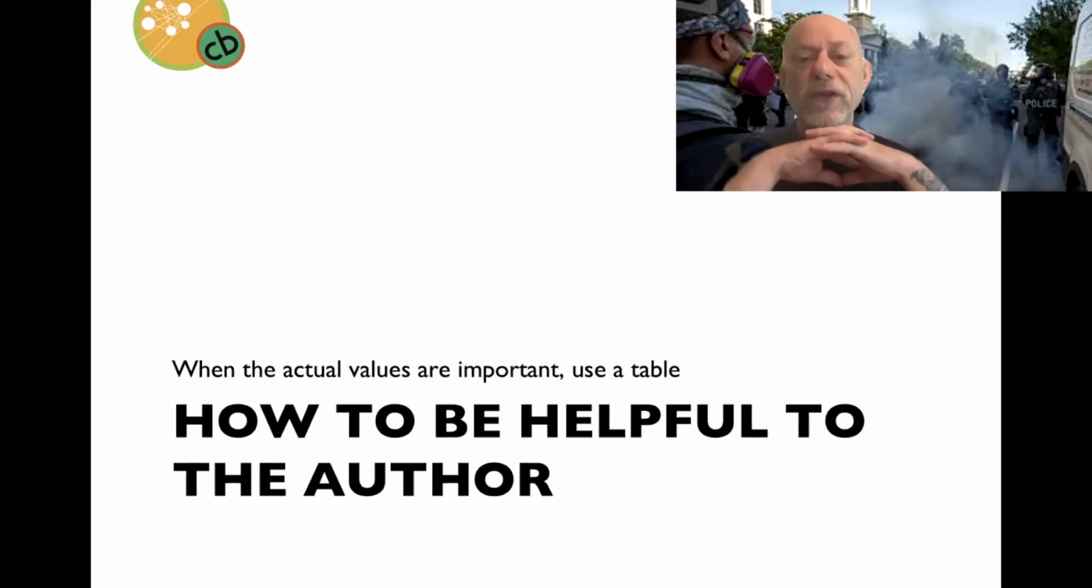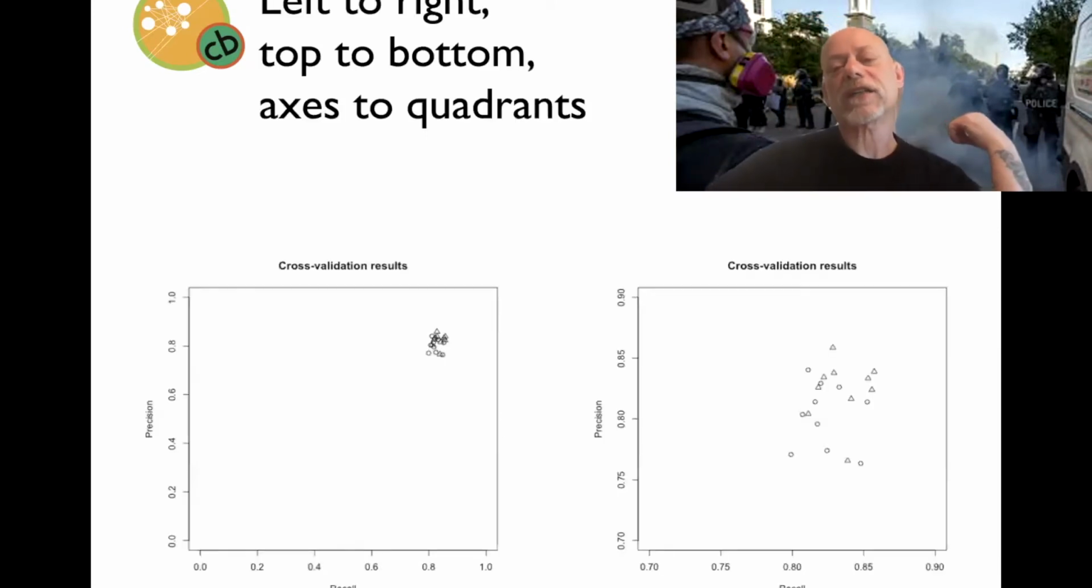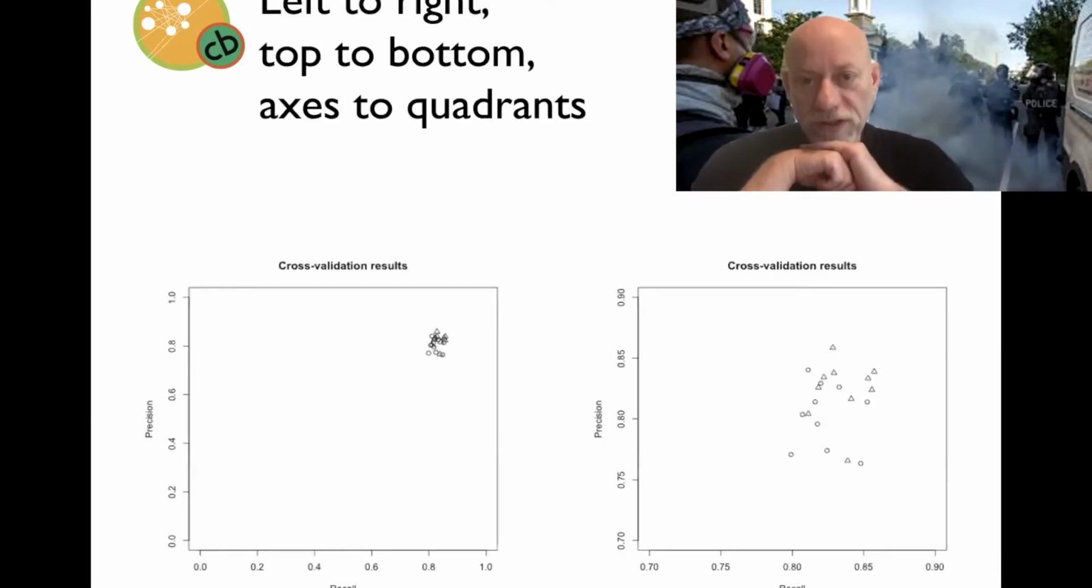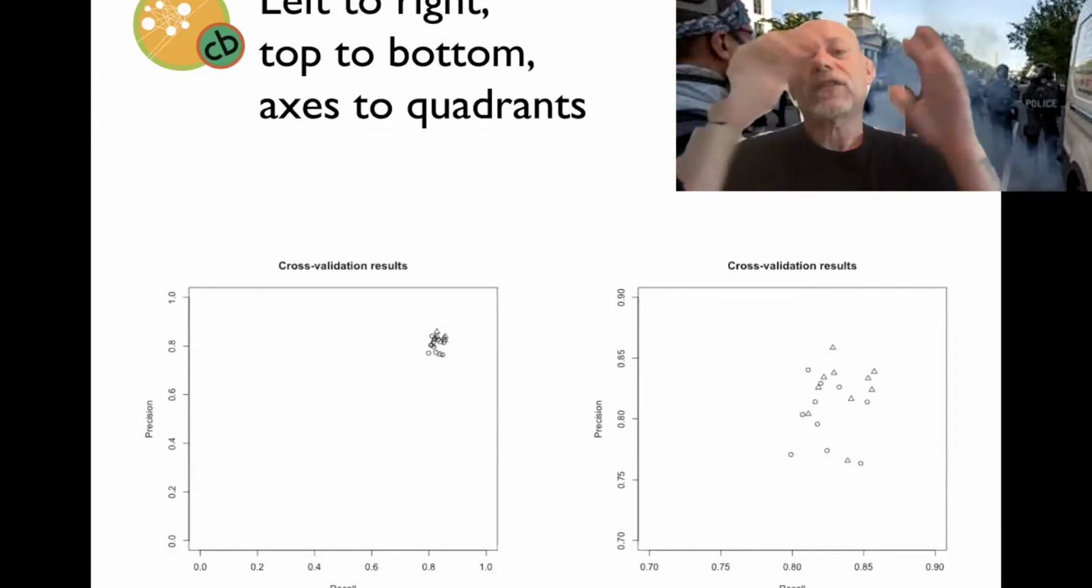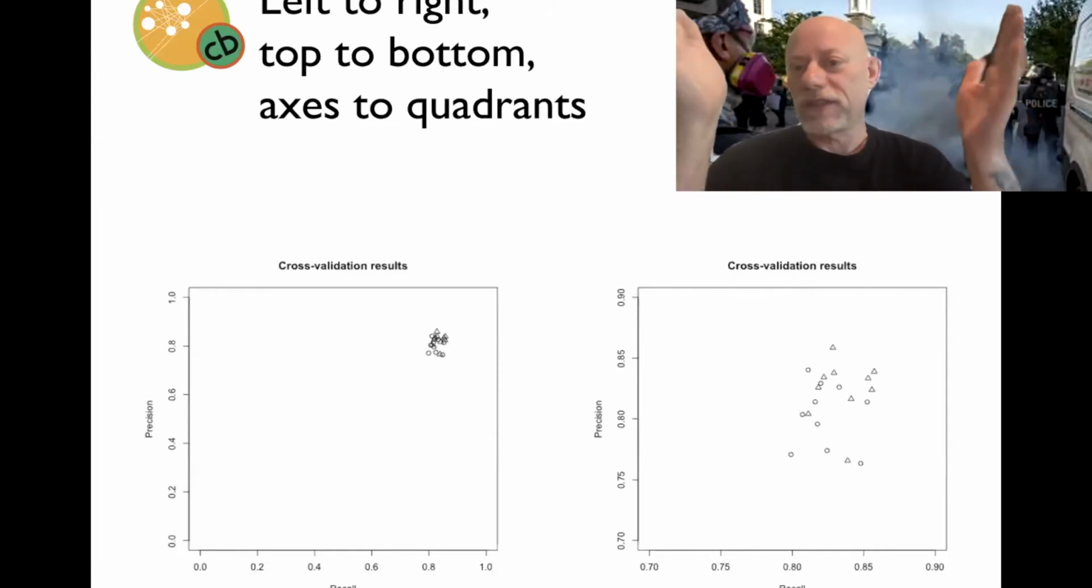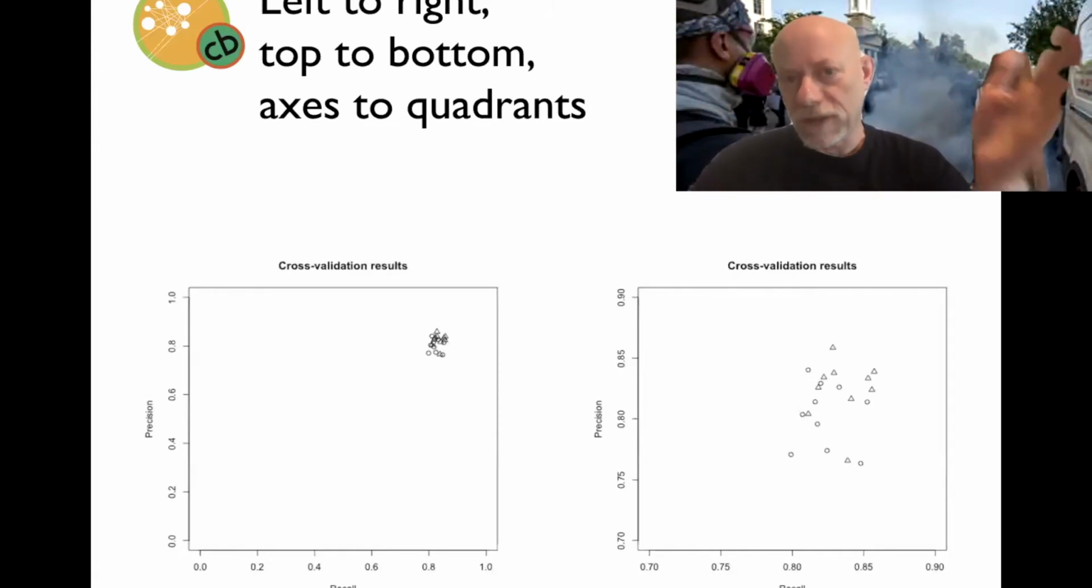So another way to be helpful to the authors is to help them choose when to use a graph and when to use a table. This is exactly that situation. So if we go back to those graphs, what we see is that the author is hoping, in the graph to the right, to convince us that there's a difference in something like the means.